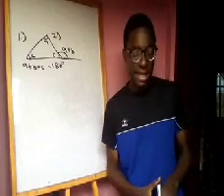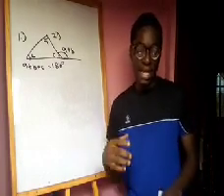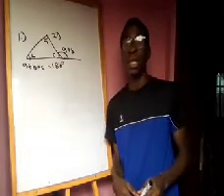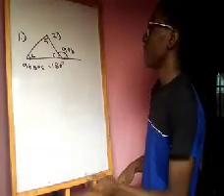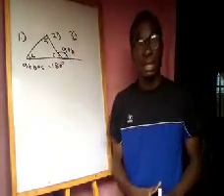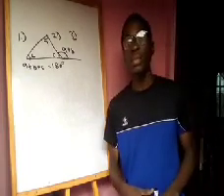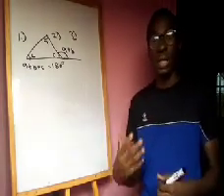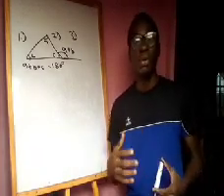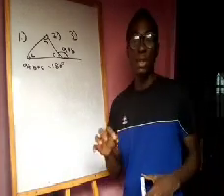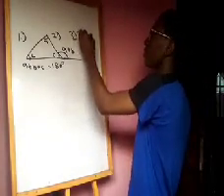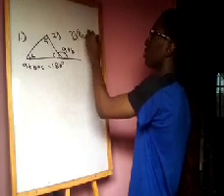Then the third theorem says that the angle sum of an n-sided convex polygon is 2n minus 4 right angles. So what that means is that anytime you are given a polygon, and what's a polygon? A polygon is a figure with 3 or more sides. So polygons are triangles, quadrilaterals, pentagons, hexagons, and so on. Anytime you are asked to find the sum of angles in a polygon, it is given by 2n minus 4 right angles.